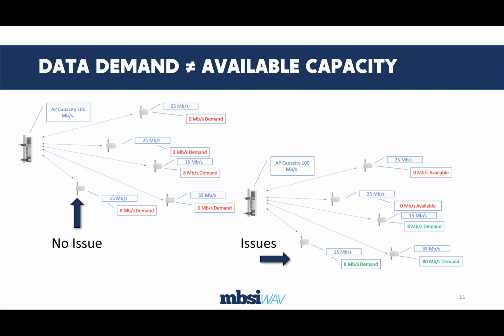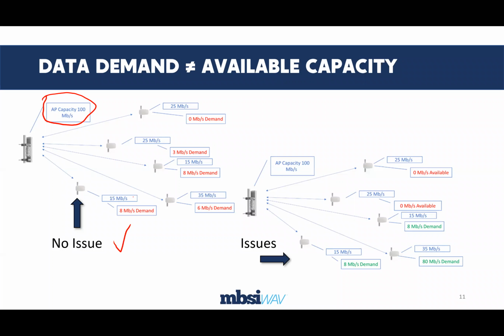So it's not always that data demand equals available capacity. Sometimes demand can be higher than capacity. So here on this network on the left-hand side, if we take a look at these boxes and add them up, if I assume that I've got 100 megabit capacity at the AP, I'm going to find I'm less than 100 megabits. And so in this case, I'm golden. There's no issues whatsoever.